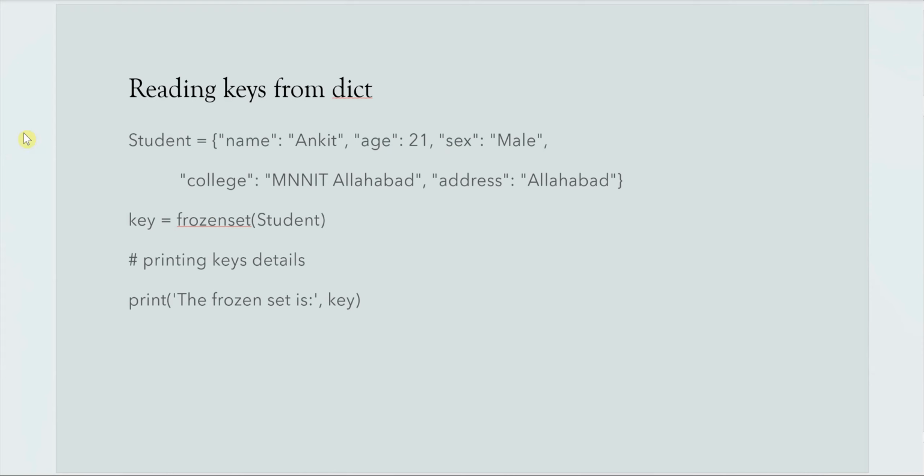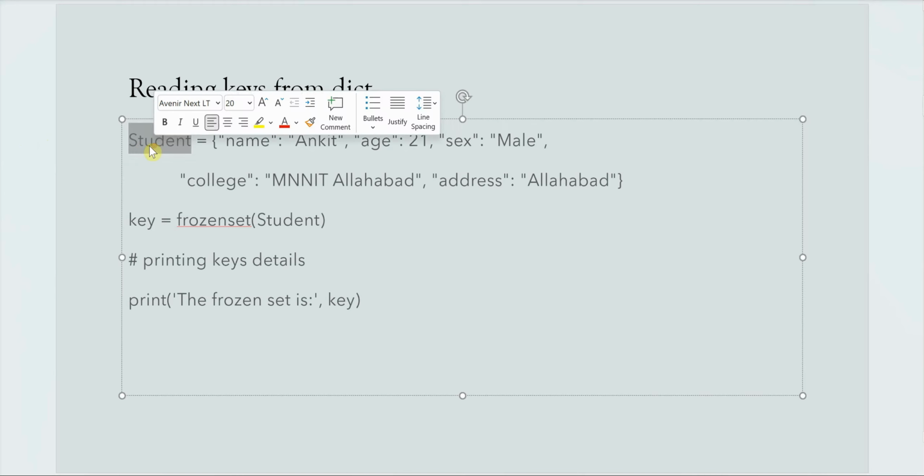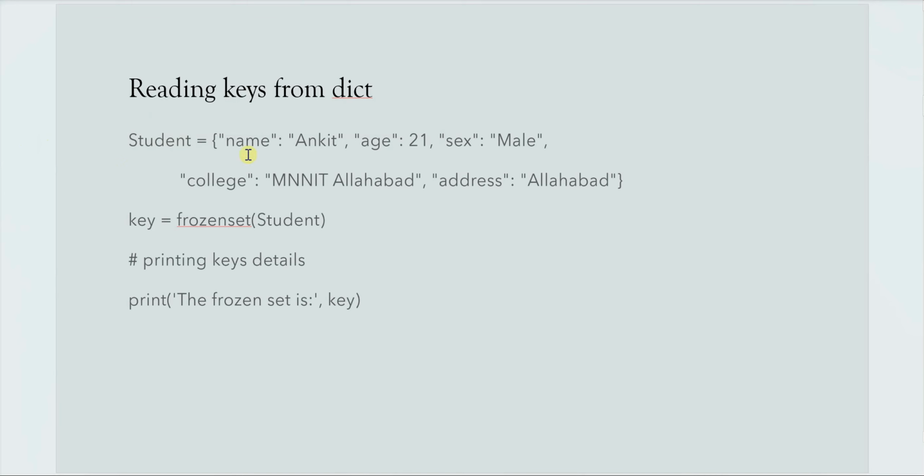So this is the example of a frozen set which I have given. Student is a dictionary here, and it has these four or five items, and you want to create a frozen set out of this dictionary. So this is how you can do it, and you can simply print the details of the frozen set using the variable to which it is assigned. So that's all you can do.